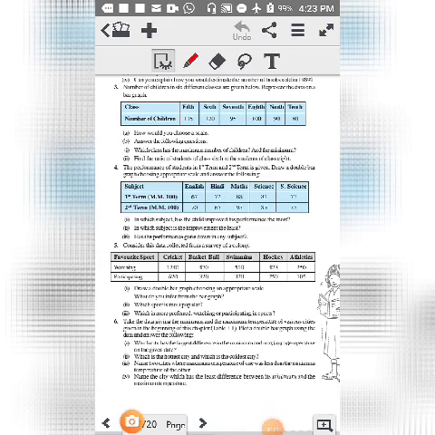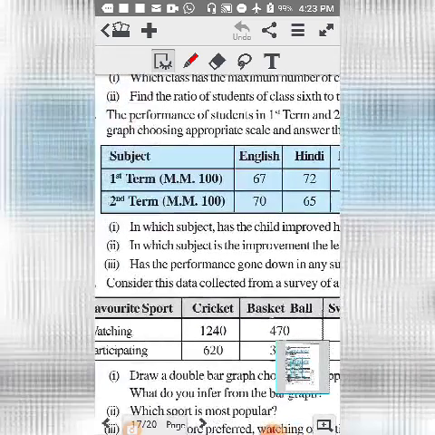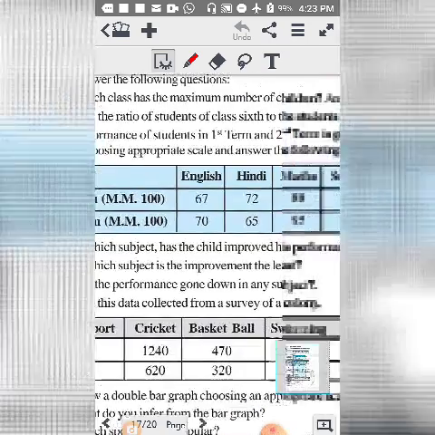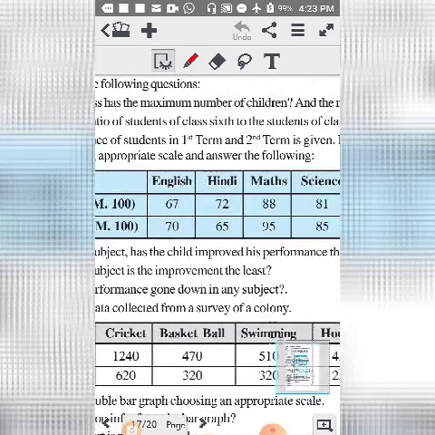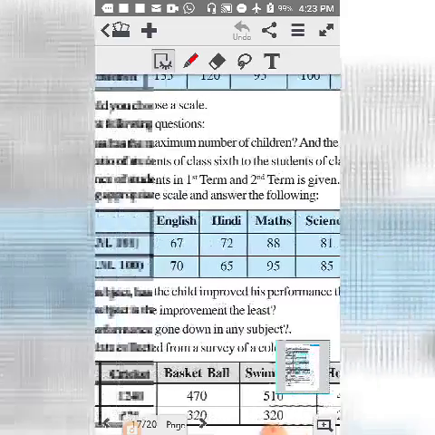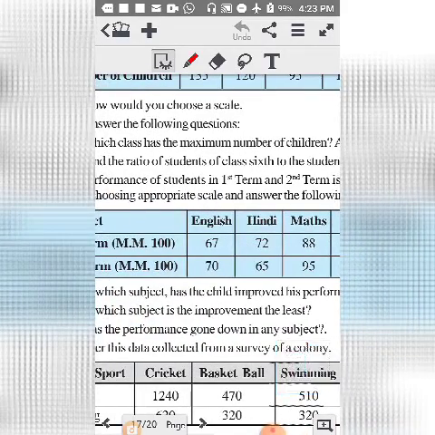Question number 4 is reading information in the form of a double bar graph. There are marks obtained by students in the first term and second term. Draw a double bar graph. Like you did in question 3, you will make a bar graph.